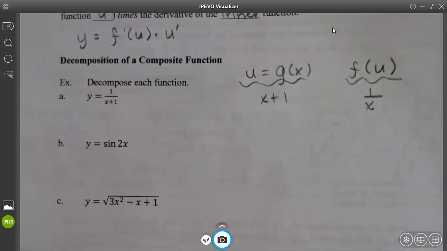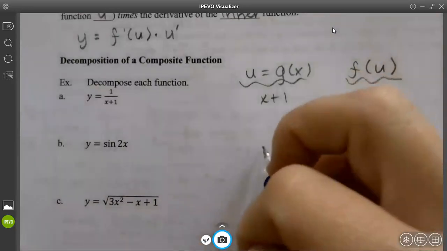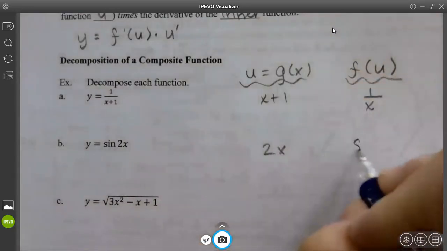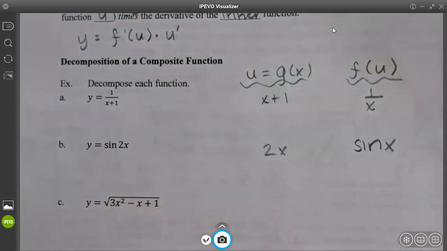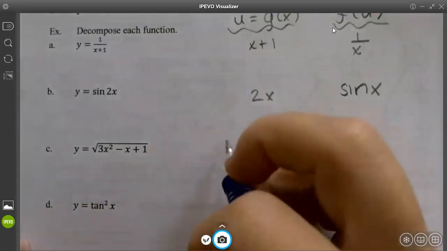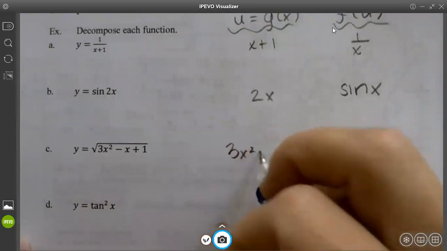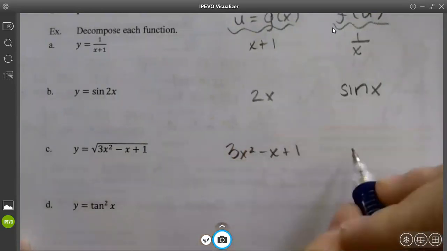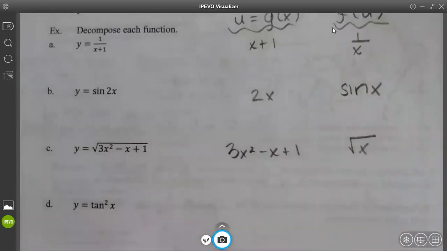So think of the most basic function that you could have. That's your f of u. What makes it hard is your g of x or your u. So on this one, we have sine of 2x. What part makes it more difficult? The 2x. What's your original function? Just sine x. What part makes this one hard? And then what's your original function?